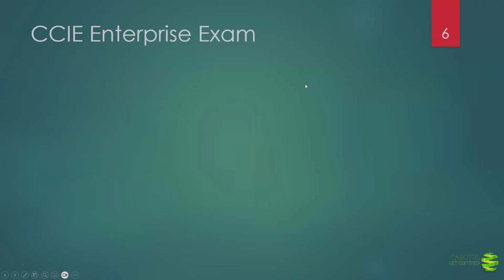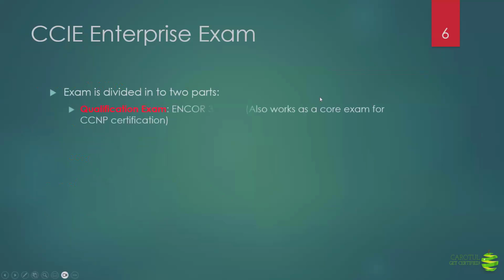All right, so let's talk about the exam itself. So we are talking about the CCIE Enterprise exam, and this exam is actually divided into two parts. One is the qualification exam, so that you can book the lab. So for booking the lab, you need to pass the qualification exam first. So earlier, back in the days, you had a dedicated qualification exam for CCIE. They used to call it the CCIE qualification exam. But now they made things slightly easier.